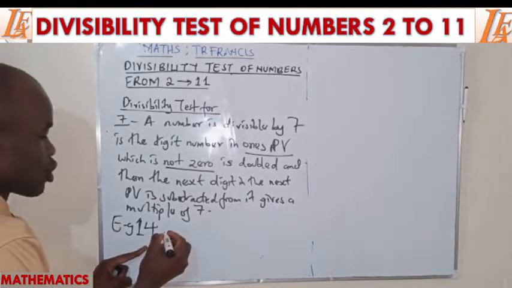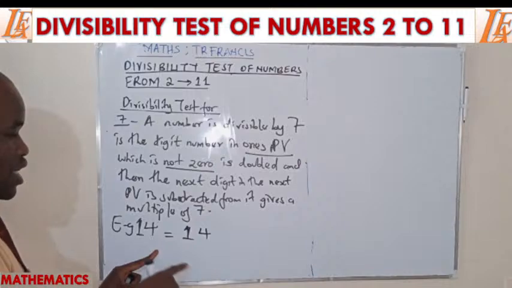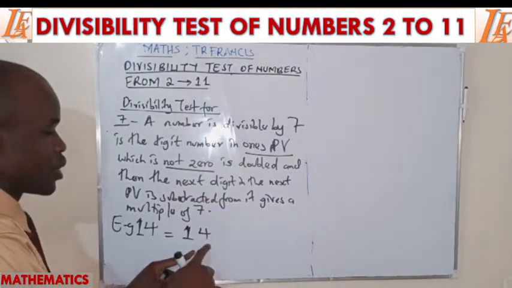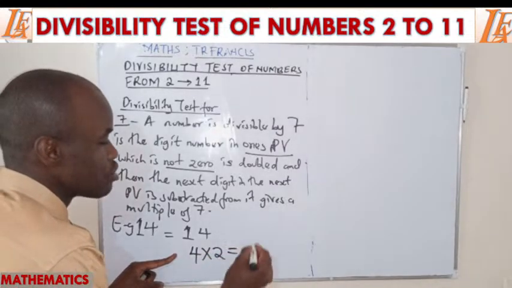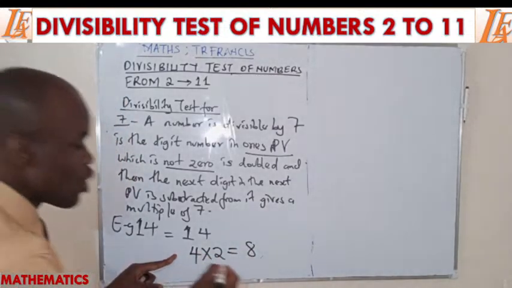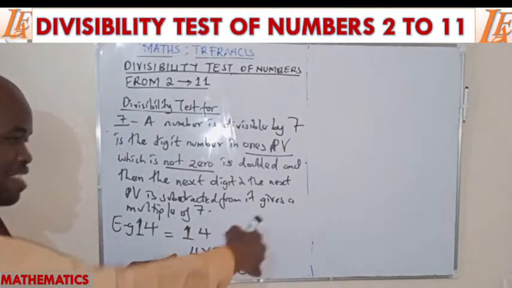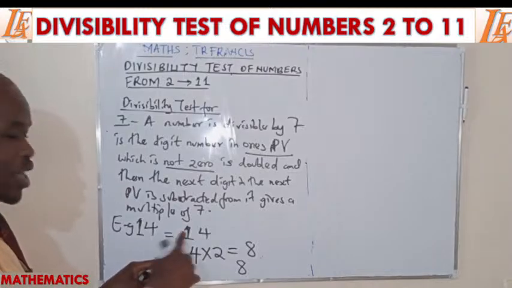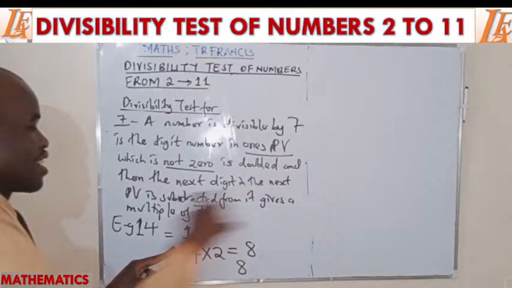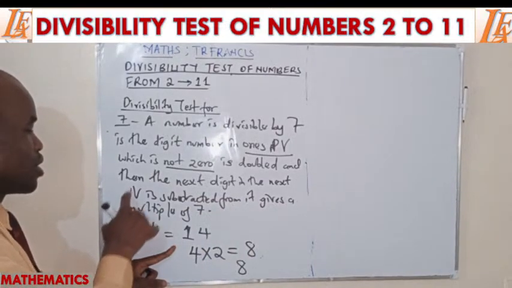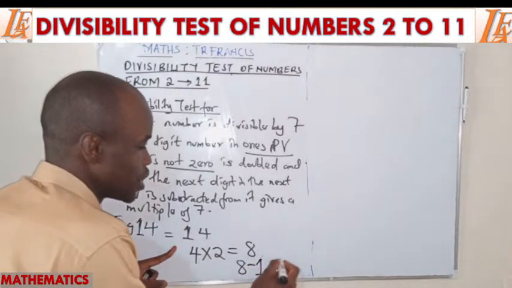So 14. We take 14. The digit in the ones place value is 4. So we take 4 times 2, which gives us 8. Then we take 8 minus the digit in the next place value (PV, place value). So 8 minus 1 gives us 7.